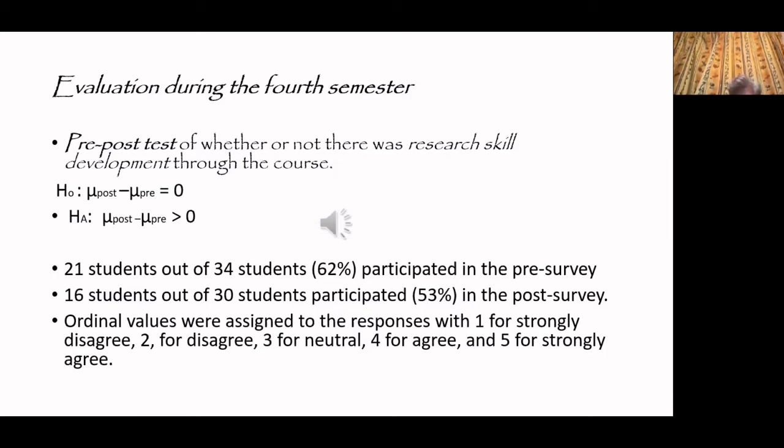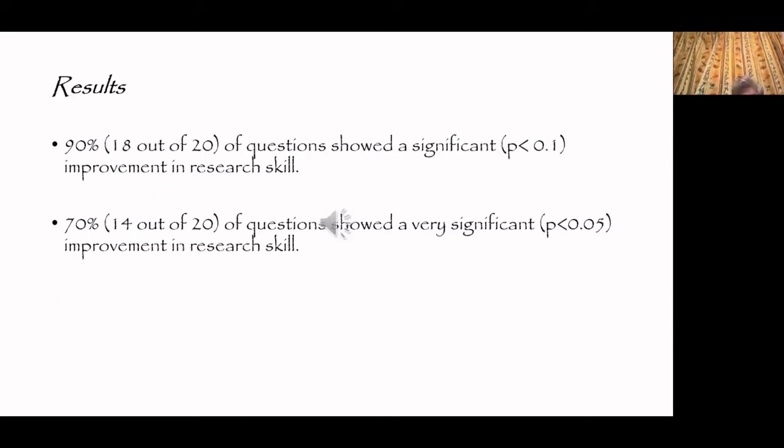We had 62% participation in the pre-survey and 53% in the post-survey, and we gave ordinal values to the answers. The questions were the same for the pre and the post. The results showed that 90% showed a significant, which we defined as a p-value of less than 0.1, improvement in research skills. And for 70% of the questions, they showed a very significant, which we defined as a p-value of less than 0.05, improvement in research skill.